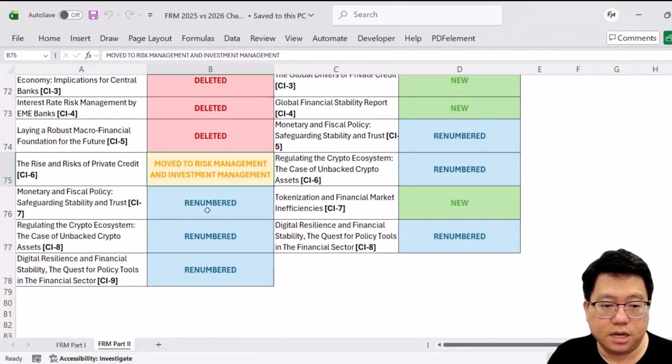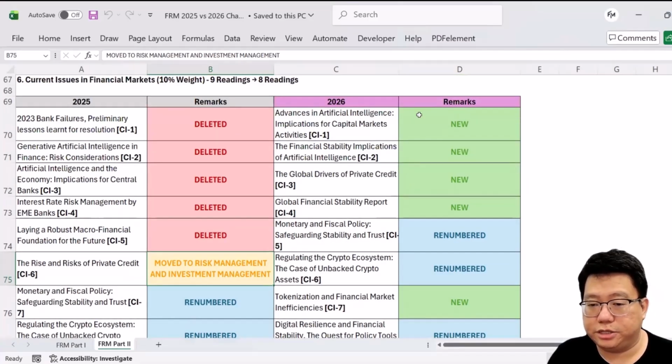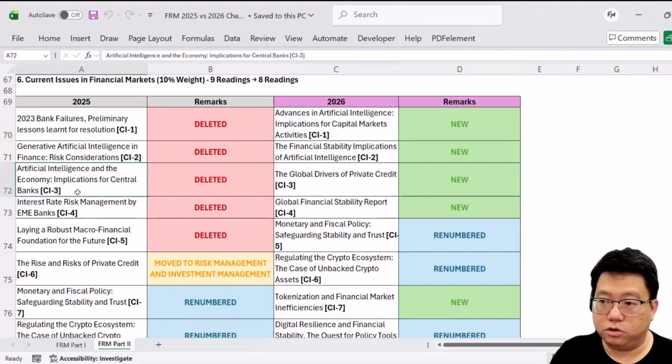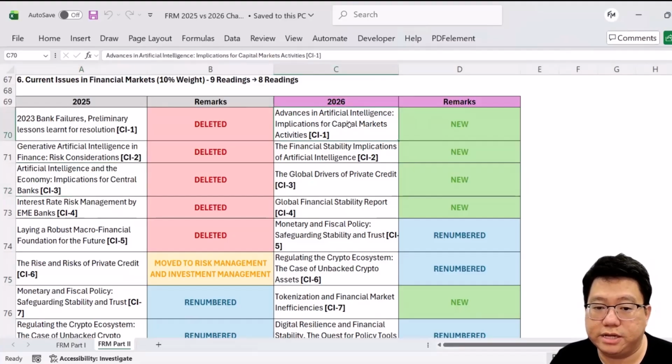So only three readings have been maintained. These are mainly on monetary and fiscal policy, the crypto ecosystem, and digital resilience. Then what is new here would be AI again. So we have a new reading here on advances in artificial intelligence, implications for capital market activities. You can see in 2025, they included a reading, but it was focusing on central banks, but now they're focusing more on capital market activities.